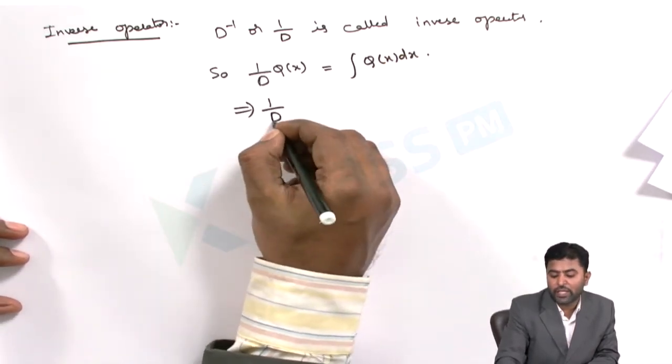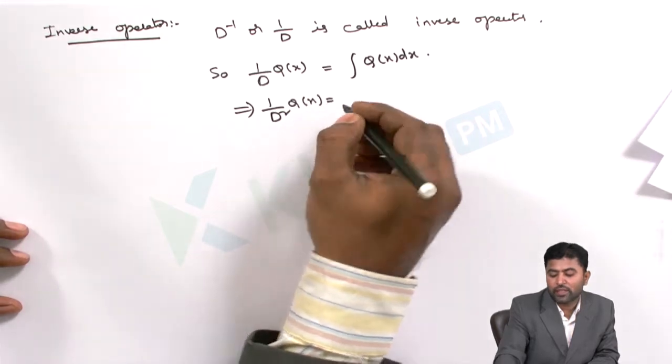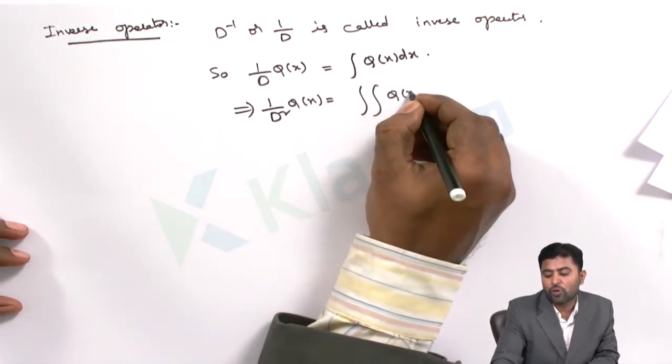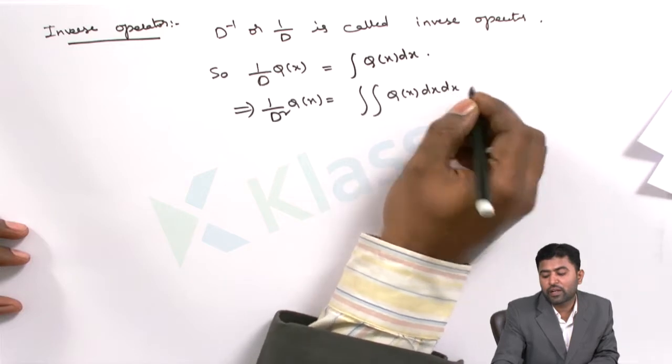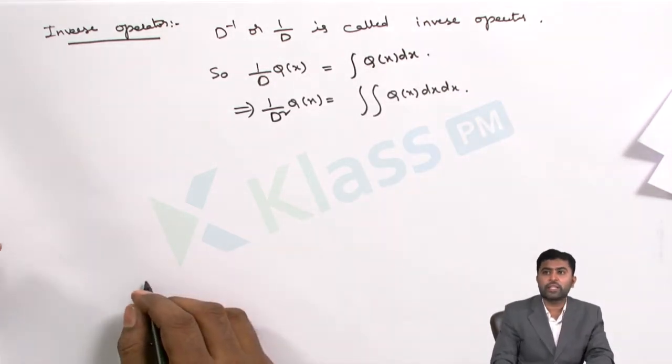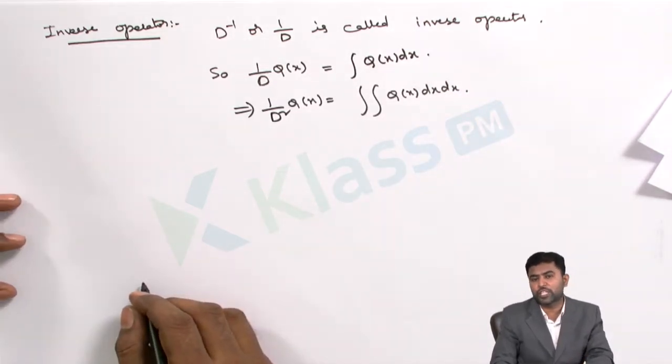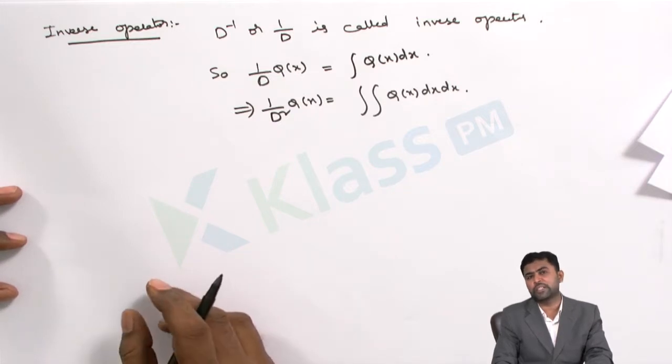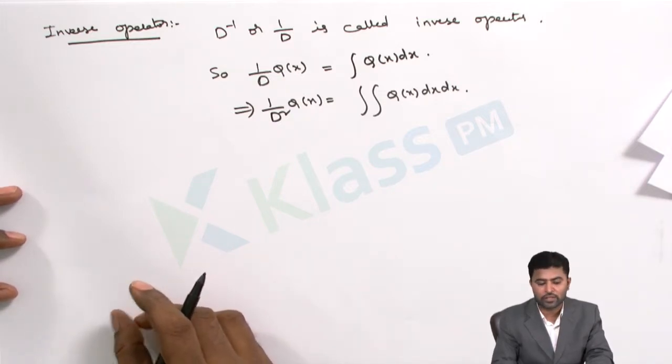If I write 1 by D square of Q of x, then that is nothing but the double integral of Q of x dx dx. There, D was representing differentiation with respect to x. Here 1 by D represents integration with respect to x.